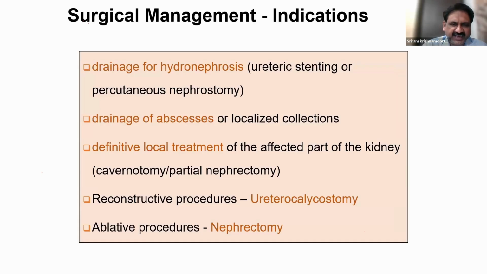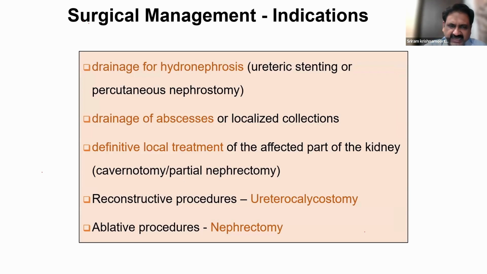I had mentioned that if there is a hydronephrosis, you put a stent across or do a PCN. A PCN abscess, you drain either in the form of a stent or in the form of a pigtail. It can be either a PCD or a PCN, depending on where the abscess is located. And then you can plan a definitive treatment for the affected part of the kidney.